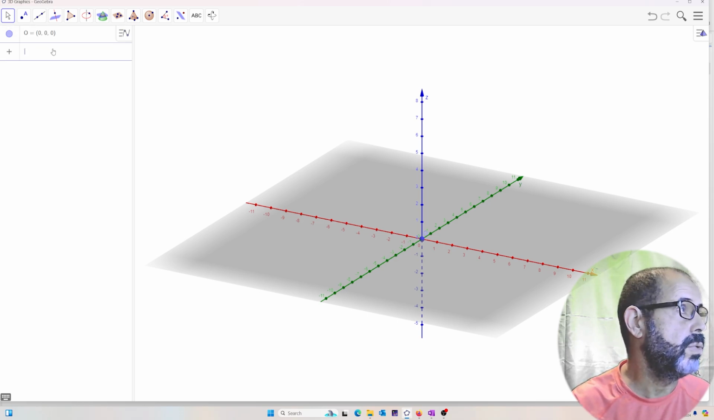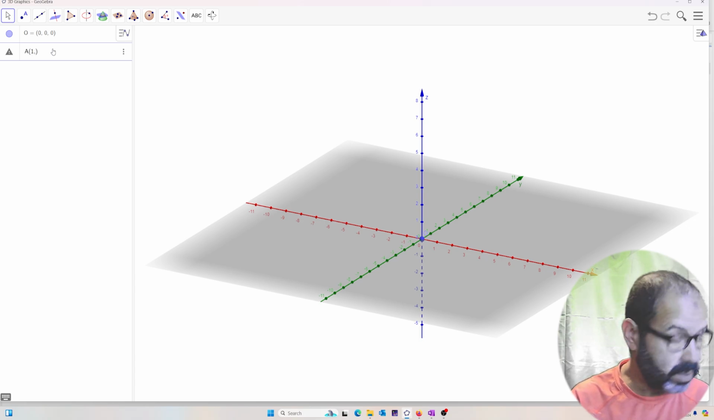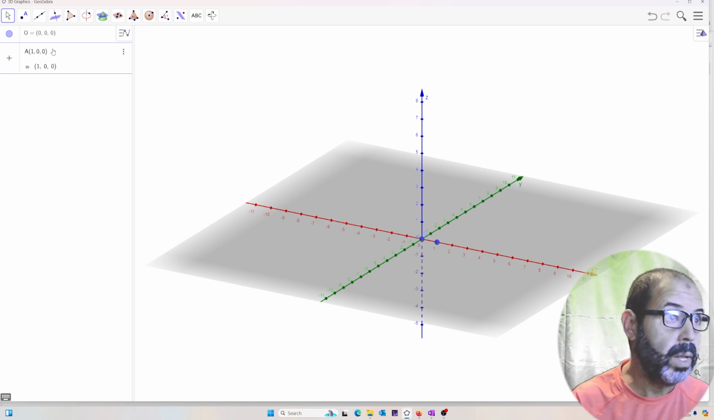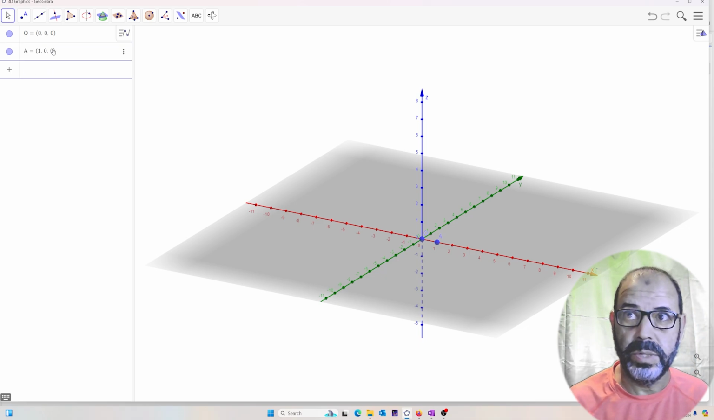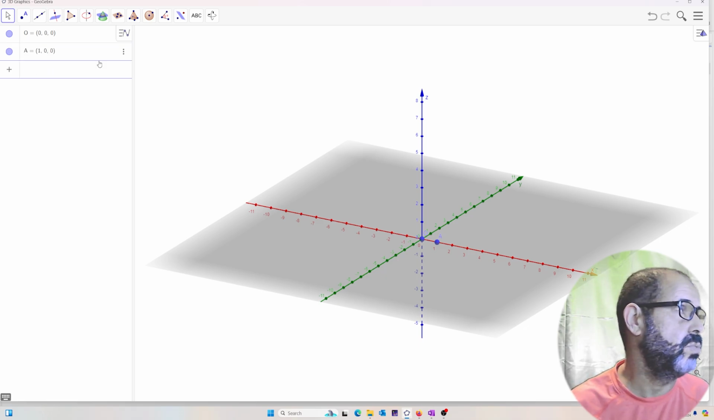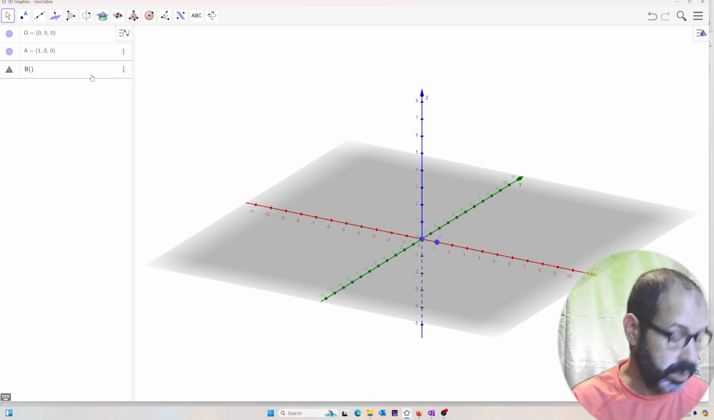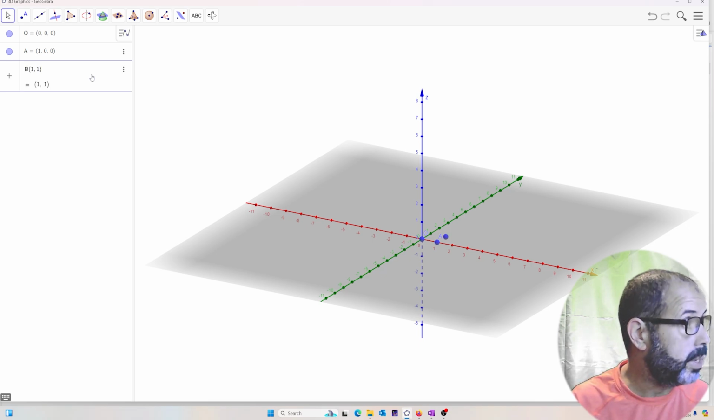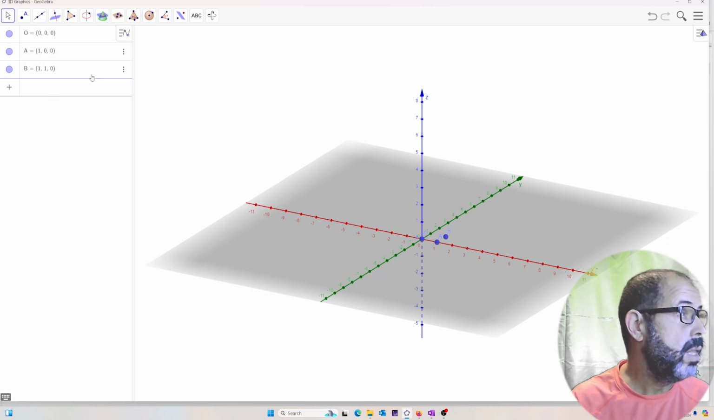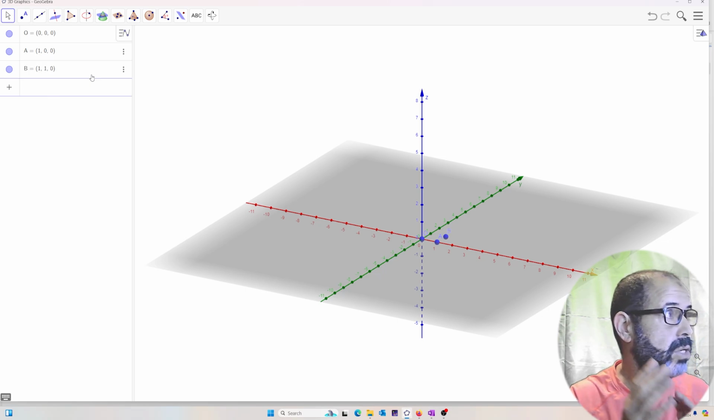Okay, so the point O. The point A, I'm going to call it (1, 0, 0). It's marking them as you can clearly see them. I know it's probably small, but you can follow. B has coordinates (1, 1, 0). That's my path, okay? I'm following the x, now the y.